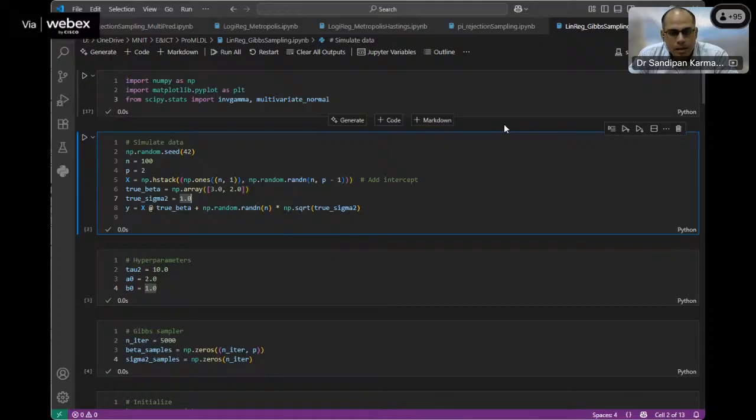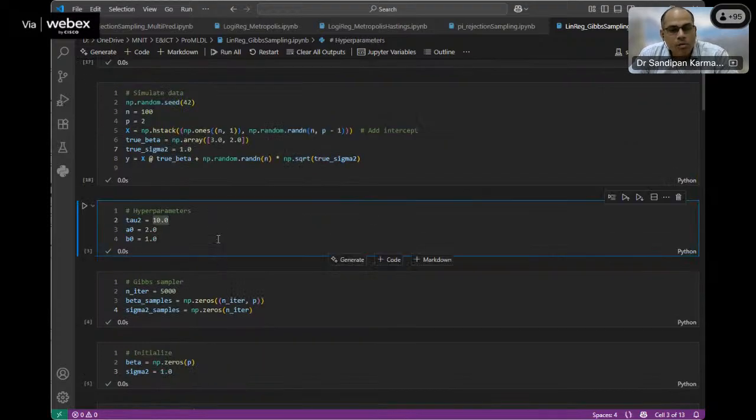Okay, so now I have generated the synthetic data. Now some hyperparameters I am taking. So what are these hyperparameters? Tau squared is the variance of this normally distributed beta. One beta I am having a prior as normal distribution, and tau squared is the variance of that particular normal distribution.